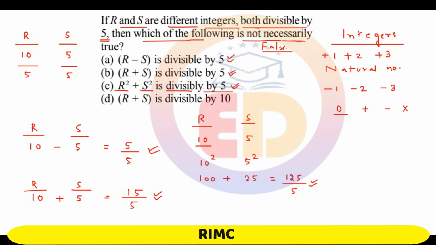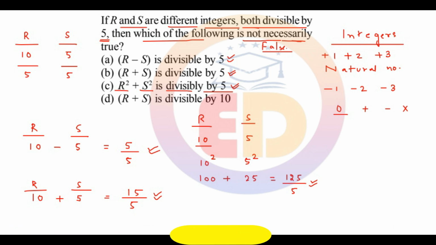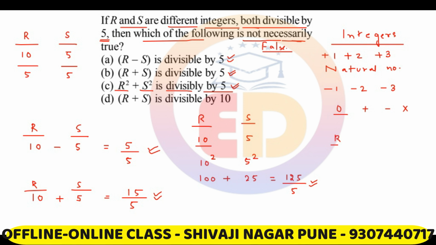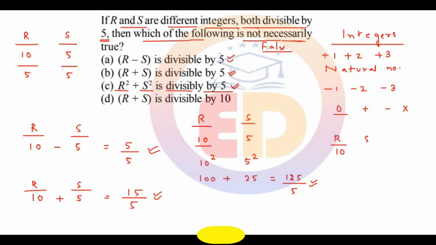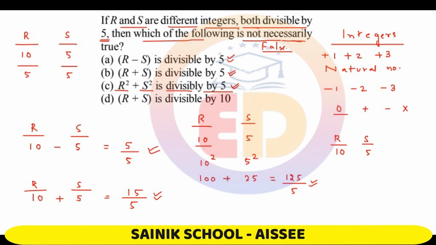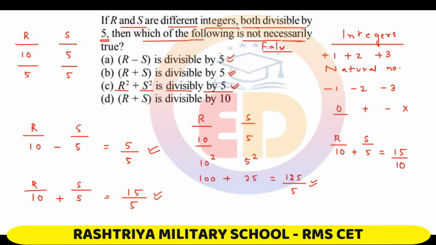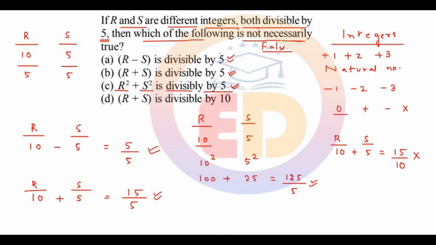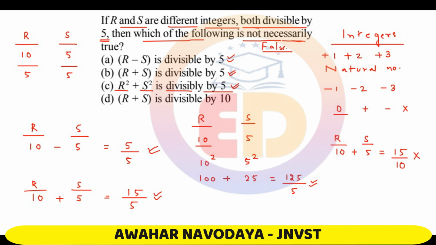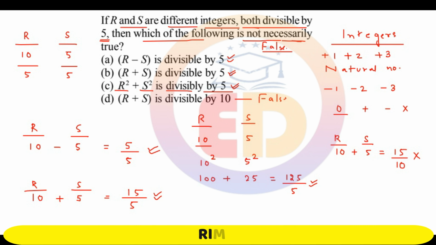Let us check the fourth one. R plus S is divisible by 10. R is 10, S is 5. R plus S means 10 plus 5, which is 15. Is it divisible by 10? No, it is not divisible by 10. So option number D is false. That is our answer.